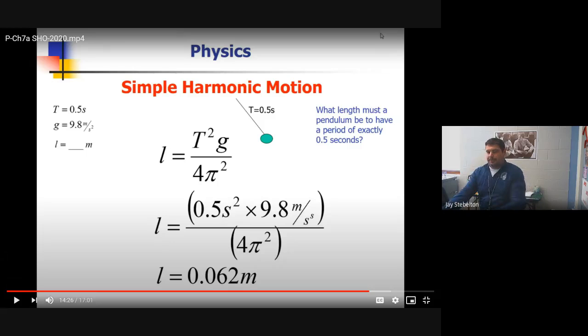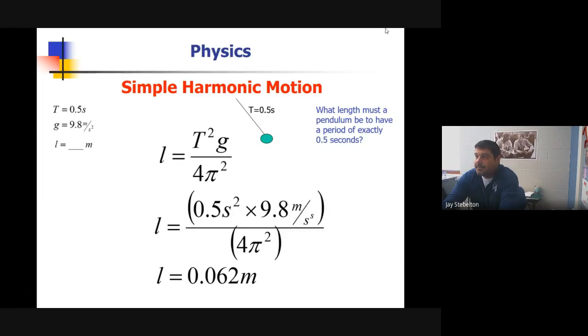As you work through these problems, you should see a correlation between the length of whatever it's swinging on and the period. Short length, quicker period. Long length, more time, or a longer period. Like a cuckoo clock.